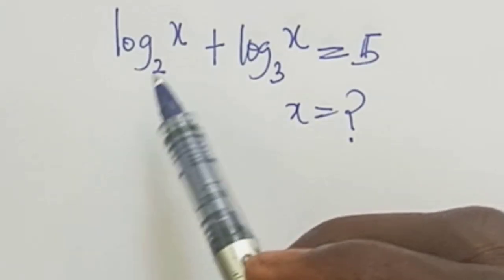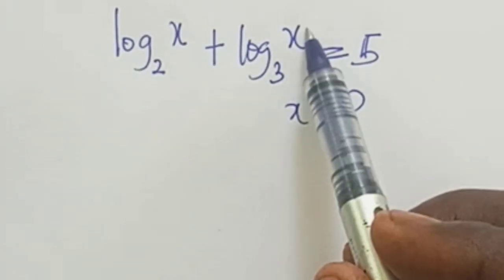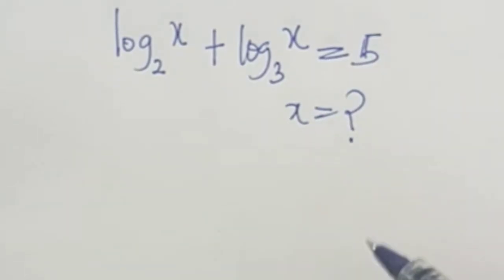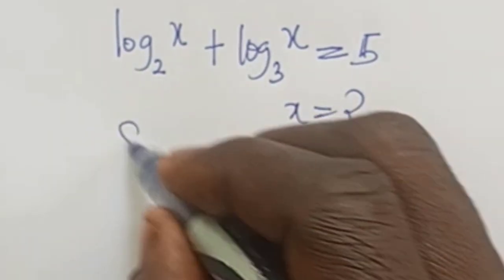Hello everyone. So today we have log x base 2 plus log x base 3 equals 5. x is our unknown, so we're going to solve it together. Let's seek the solution.